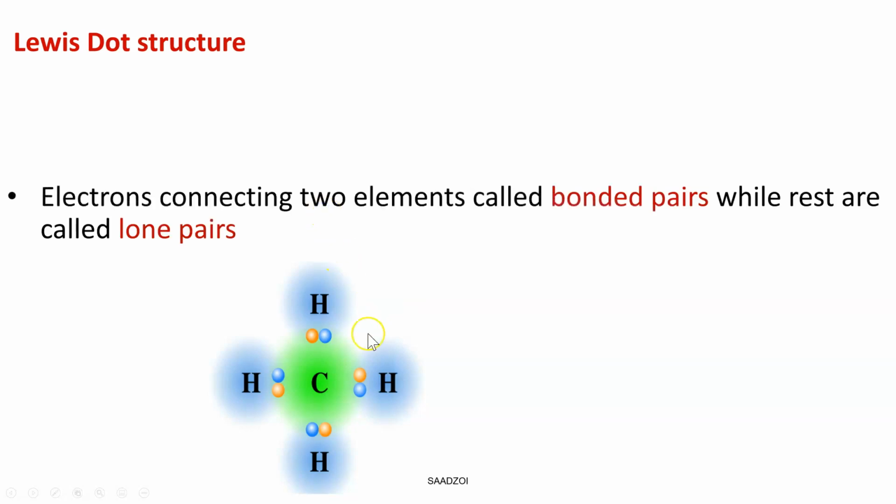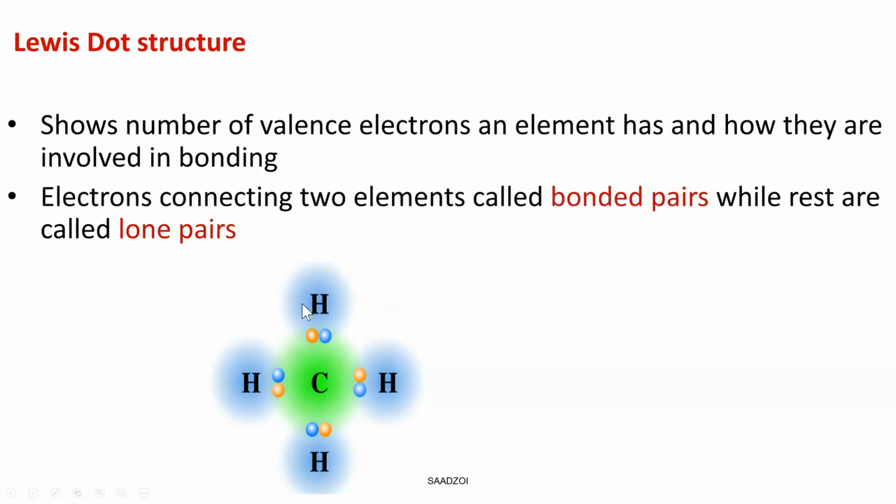So what we have here is CH4, and what you notice about CH4 is that you have one pair of electrons, two pairs of electrons, three pairs, four pairs. These are called bonded pairs. Anytime electrons are shared between an element and an outside element, the center and the outside, or between two elements, period, you have what's called a bonded pair.